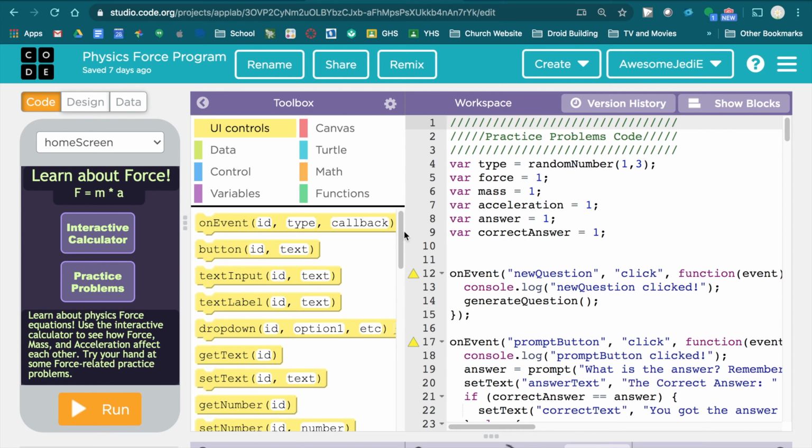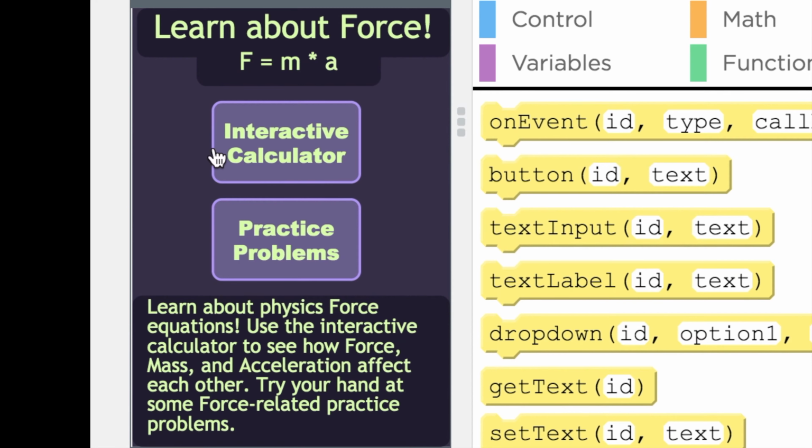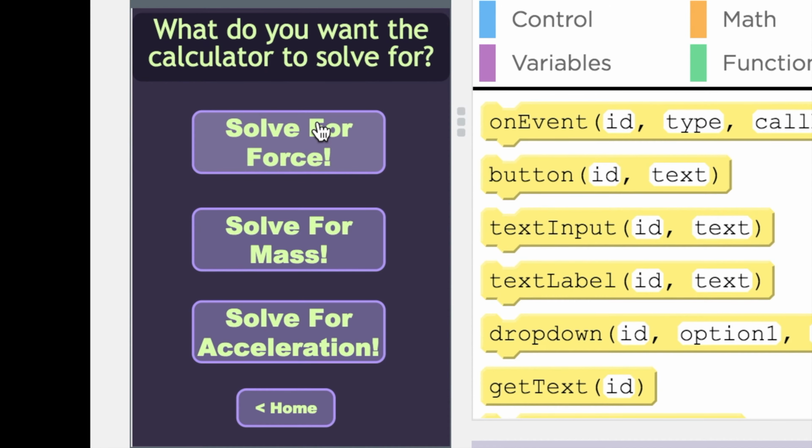Here is my physics end of the year project. It is a coded program I made in code.org to learn about force equations. So we have this handy dandy interactive calculator here. Click on that. And there are different types of calculators that can solve for force values, mass values, acceleration values.